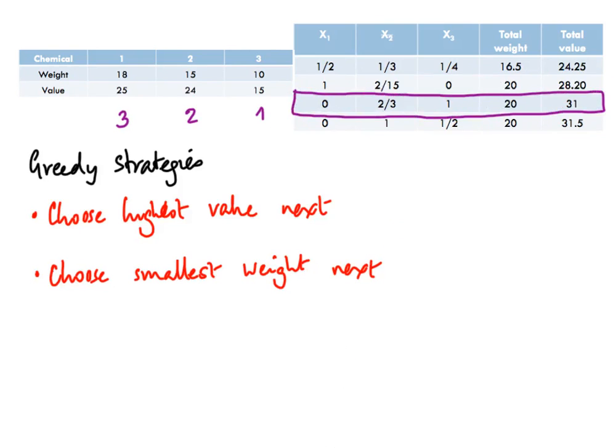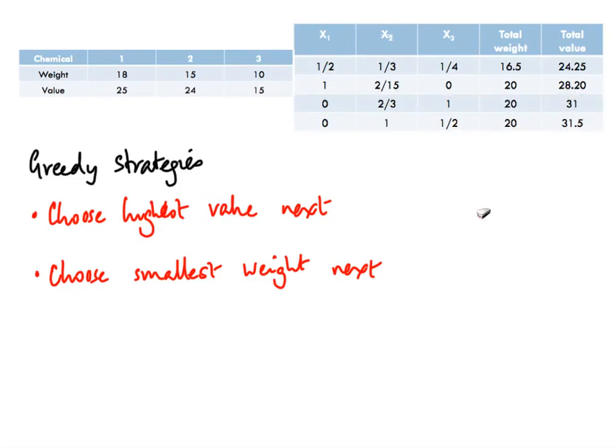So what we see is that either choosing only value or only weight as our criterion for picking the next item is not going to help us achieve an optimal solution, because we've already seen in this limited space of solutions that these two are not optimal. So it turns out that the correct thing to do is to combine this.